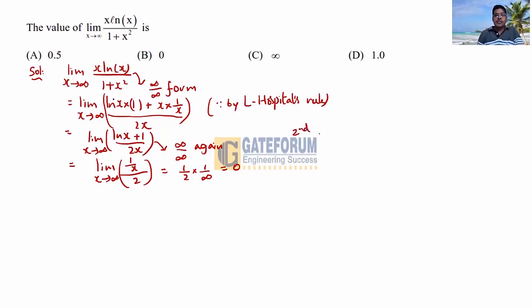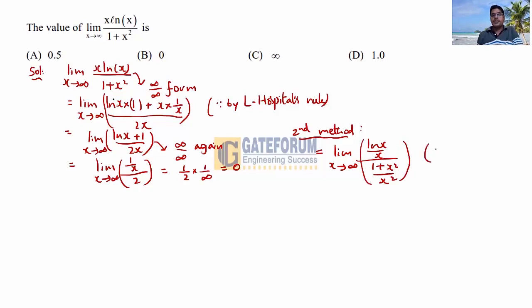I am doing an alternate method. So if it works out, let me check. Given limit can be written as, dividing numerator and denominator by x square, log x by x whole divided by 1 plus x square by x square. That is, dividing numerator and denominator by x square there.